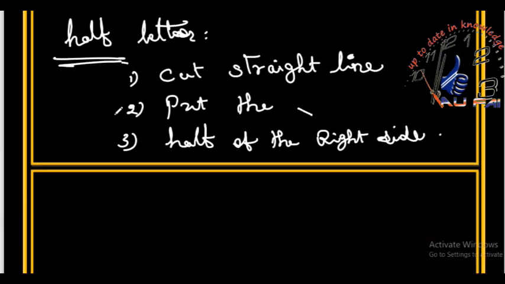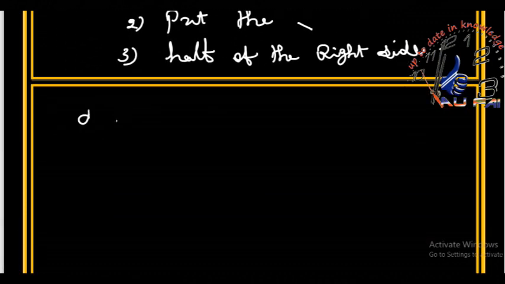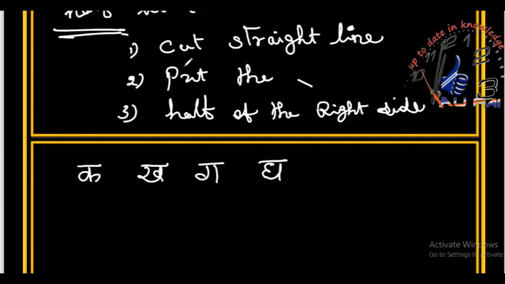For example, first I am writing here the ka line. First ka, full letter. Second ka, third ga, fourth ga. So the first rule I am applying here: cut the straight line. Each letter has its own straight line. This is a straight line, the yellow one is a straight line. So we first cut the straight line, then the remaining part that comes is the half letter. So the first letter, second letter I am writing, up to this is a half letter.